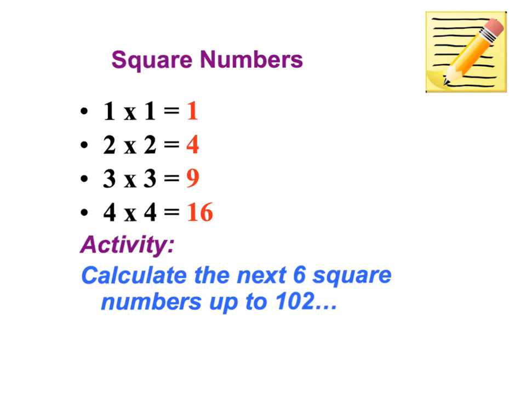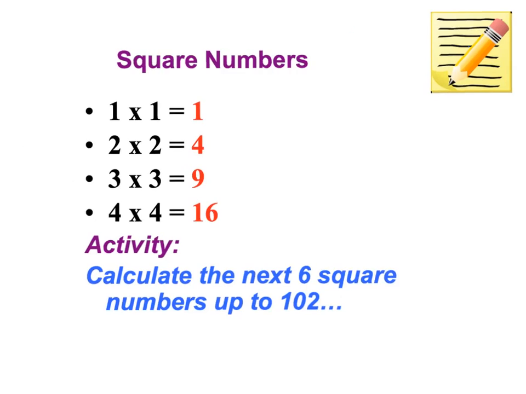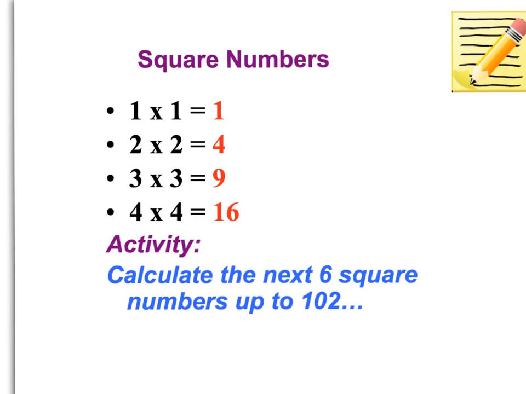Right, we know 1 times 1 is 1, 2 times 2 is 4, 3 times 3 is 9, 4 times 4 is 16. But can you work out the next 6 square numbers up to 10 squared? This should say 10 squared here. So cross it out, that should say 10 squared. Can you please pause the video and write down the square numbers up to 10 squared, please?